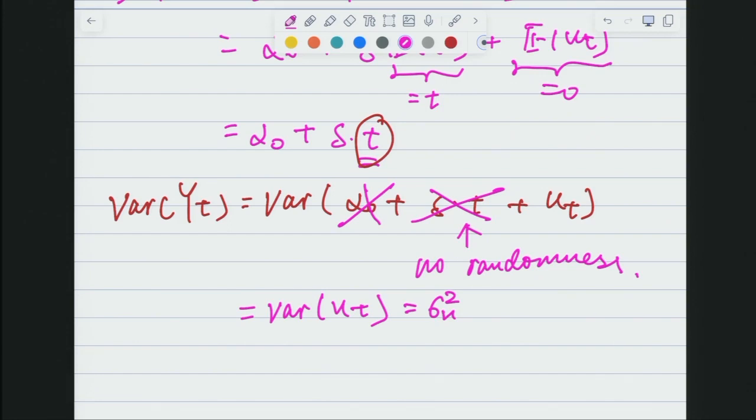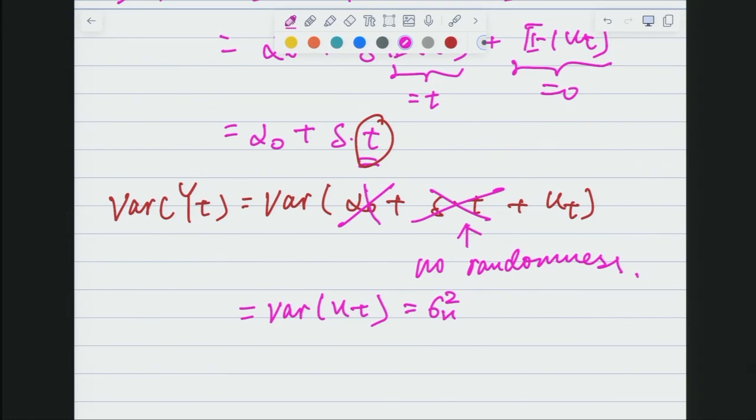So the deterministic trend model has a time-dependent mean, but constant variance. And given the time-dependent mean, the mean is not constant, therefore it's not stationary. But this type of time series is called trend stationary. Essentially, it's stationary around the trend. Or another way to think about it is that we can achieve stationarity by subtracting the trend.